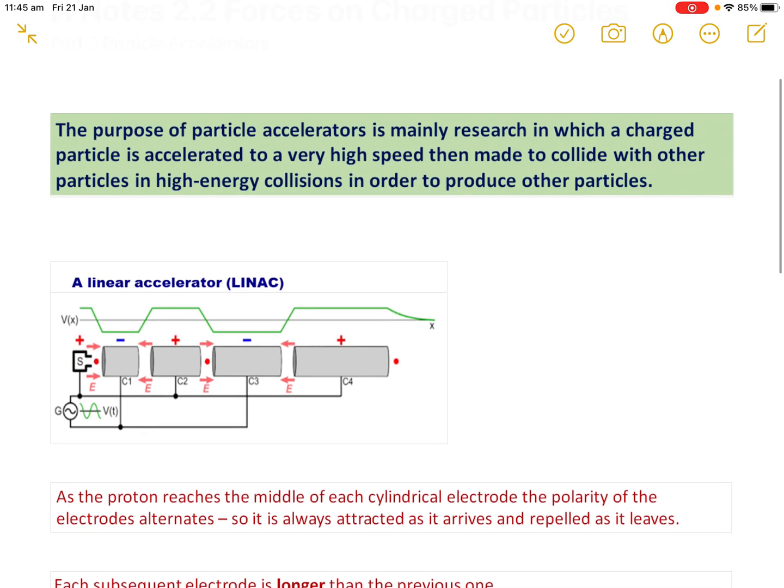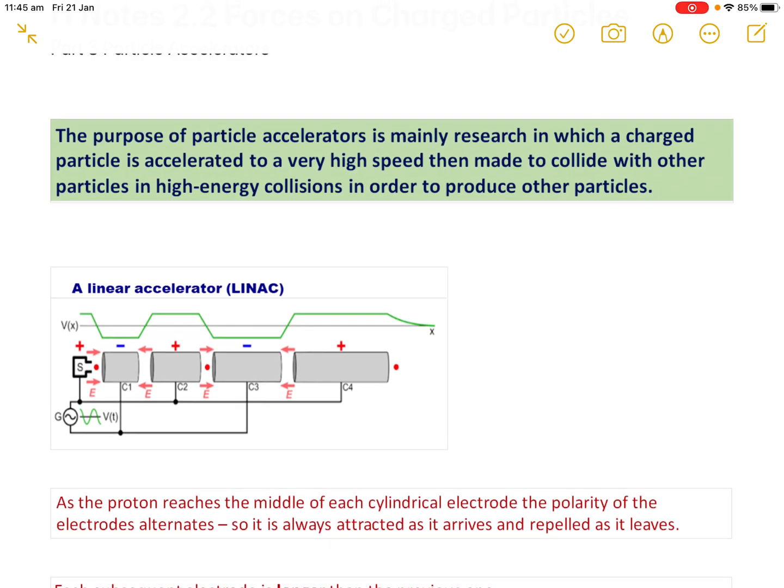Well, firstly, the purpose of a particle accelerator is mainly research, in which a charged particle is accelerated to a very high speed and then made to collide with other particles in high energy collisions in order to produce yet more particles, which can then be studied.